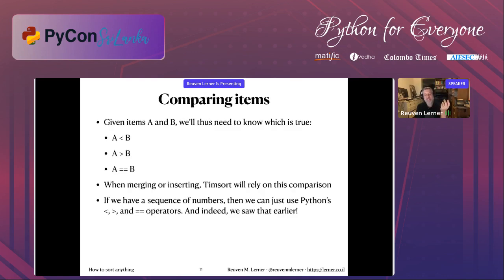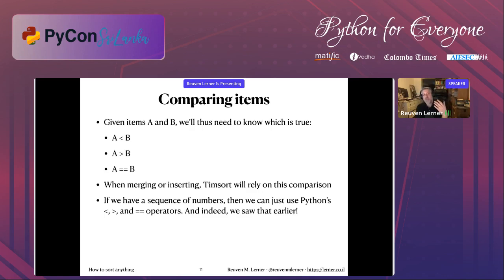Well, behind the scenes, Tim sort does need to compare items. And it needs to know whether, if we have items A and B, which is going to be true. Is A less than B? Is A greater than B? Or is A equal to B? And when merging or inserting, Tim sort is going to rely on this comparison.